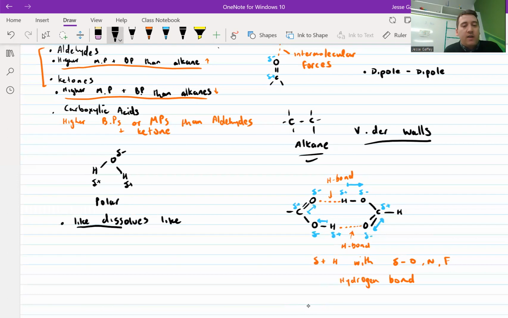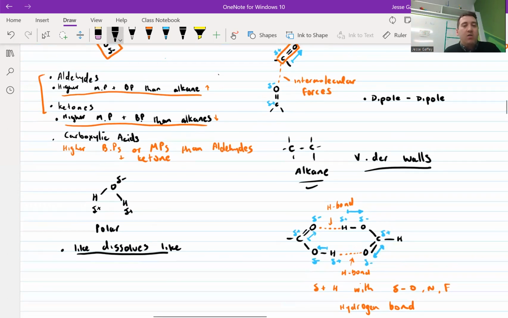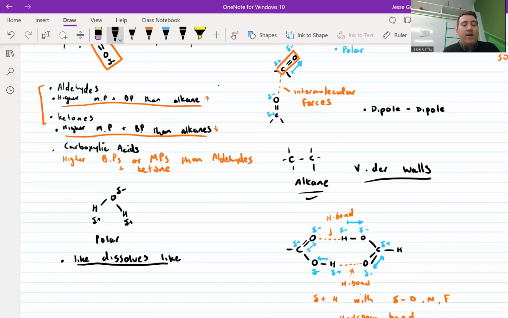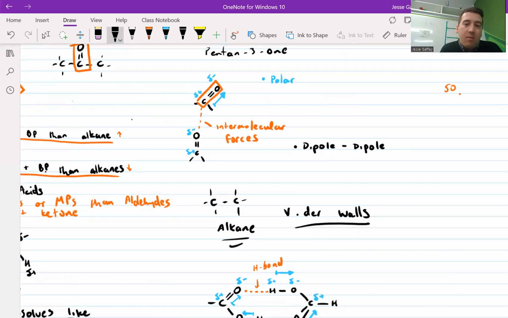That's the general rule, like dissolves like. So we know that water will dissolve molecules that are also polar. So the question is, are these molecules polar or not? And the answer is, it depends. We said before that this group here, the carbonyl group, is a polar group. So generally, we might think that any molecule that has the C double bond O in it will be polar.